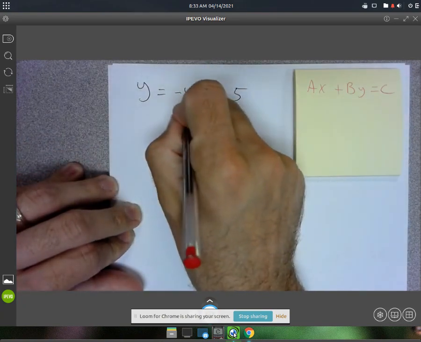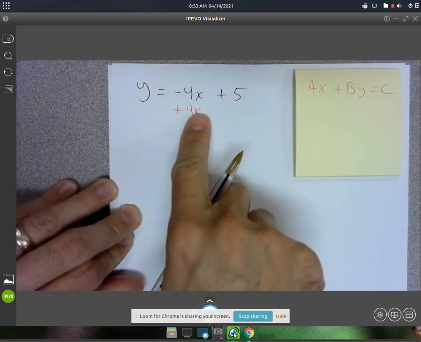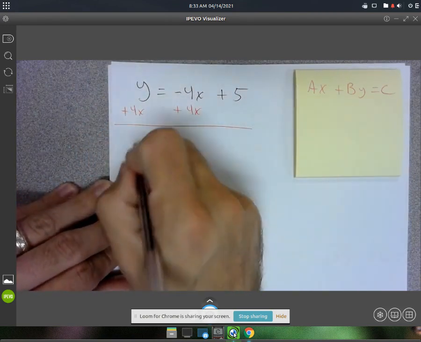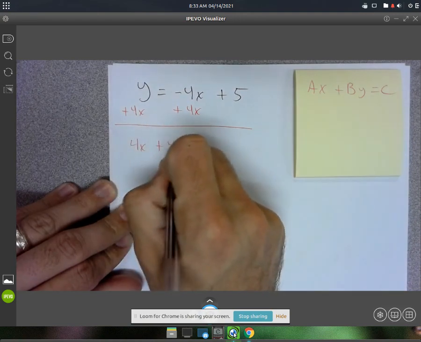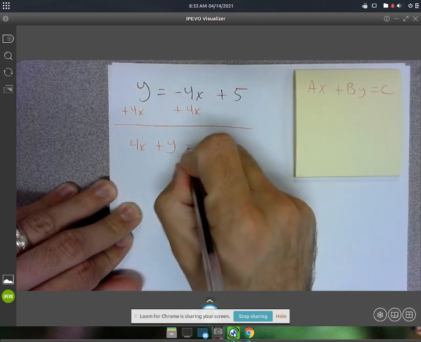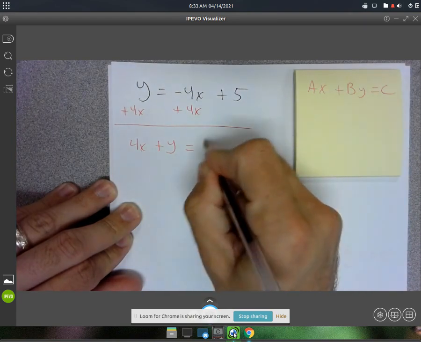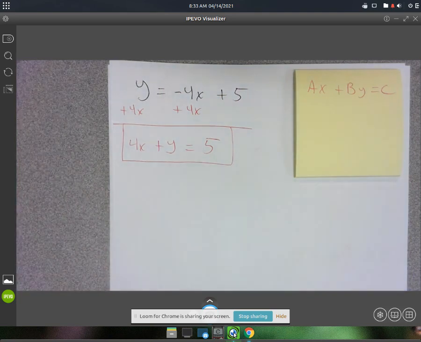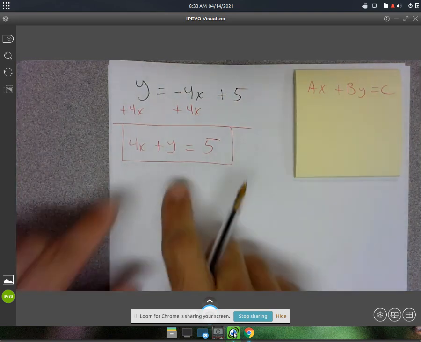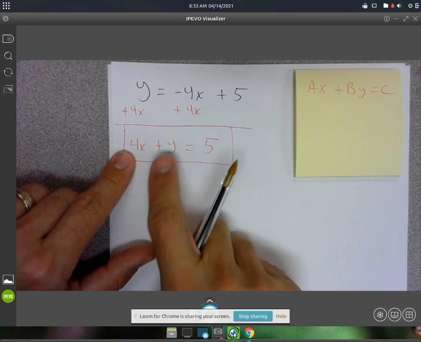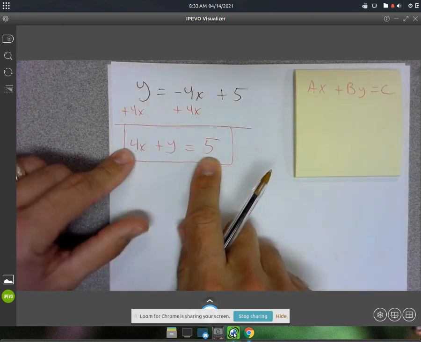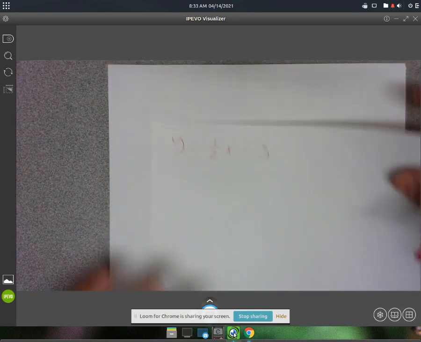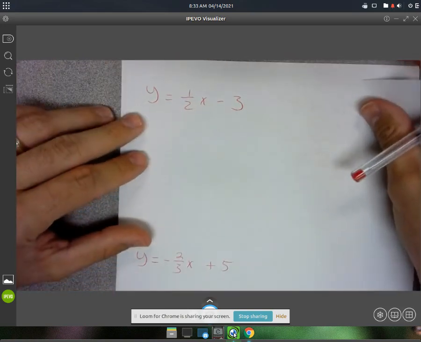So all I'm going to do for this one is move my x over here to the same side as my y. So I get 4x plus y. They're not like terms. And then on the right side, I get a 5. And that's all. This thing is in standard form. All of my coefficients here, 4, 1, and 5, are all integers. So I'm done. Okay, let's look at one where that doesn't happen so quickly.